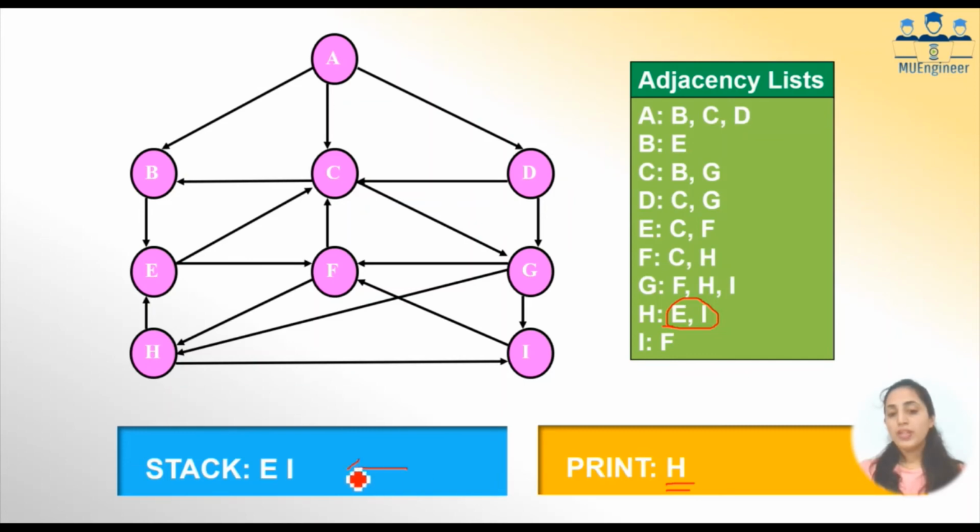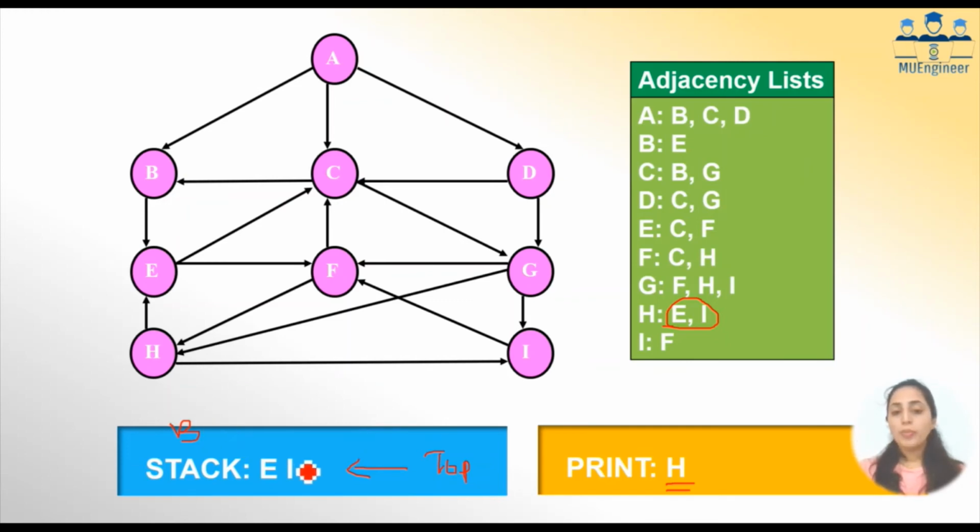Now what is the top of the stack? Your top of the stack is from this side and bottom is from this side. Okay, so now I have done with the first step. Now what is the next step? Now again I'm going in a loop. So what I'm doing in a loop, I'm popping out the topmost element.